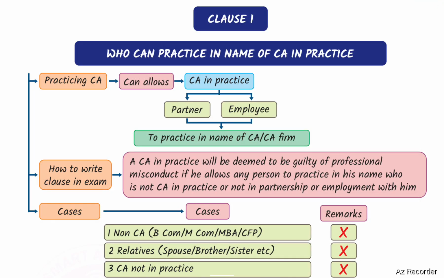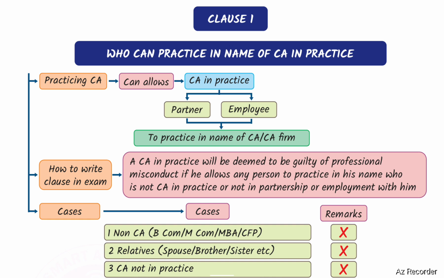First Schedule, Part 1, Clause 1. Name. Who can practice in the name of a CA in practice? A practicing CA can allow a CA in practice who is a partner or an employee to practice in the name of the CA or CA firm. How to write the clause in the exam.